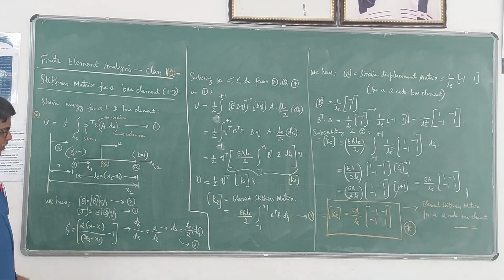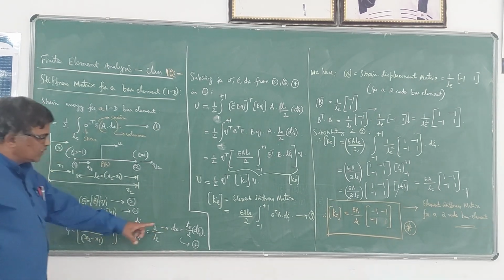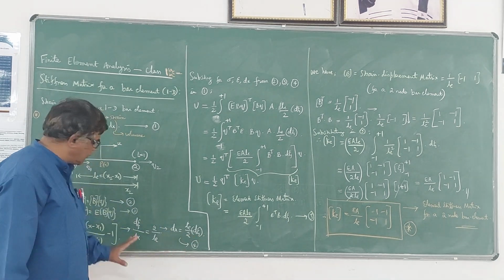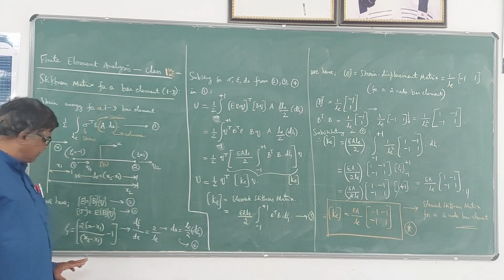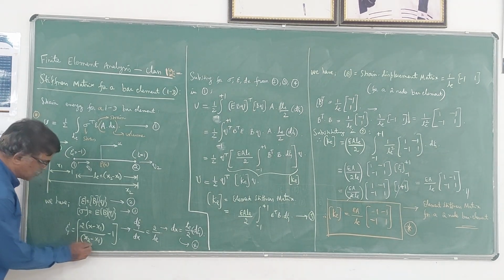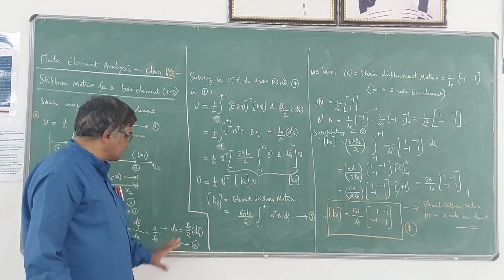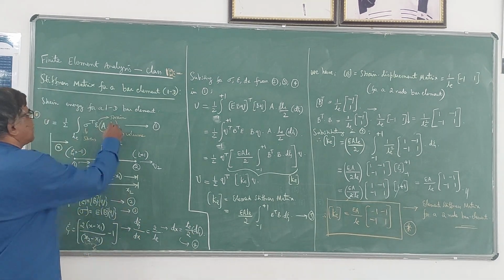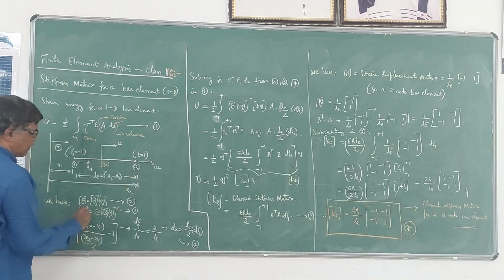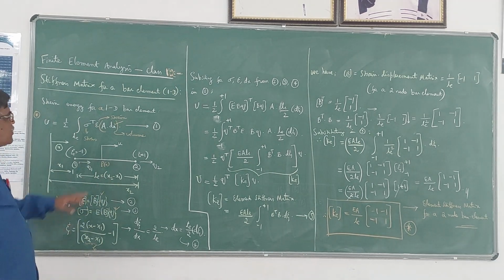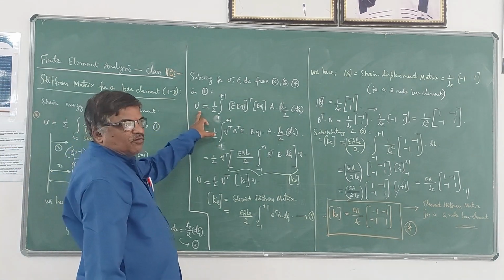From this you can prove that dx will be equal to Le by 2 into d zeta. By differentiating this with respect to zeta, you will get Le by 2, where x2 minus x1 is nothing but Le. So dx is equal to Le by 2 into d zeta. This is the expression for dx you can substitute. Then for sigma you can substitute this, for epsilon you can substitute this. Now substituting 2, 3 and 4 in 1, you will get an expression for strain energy.